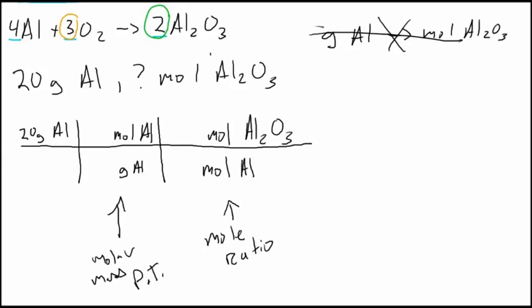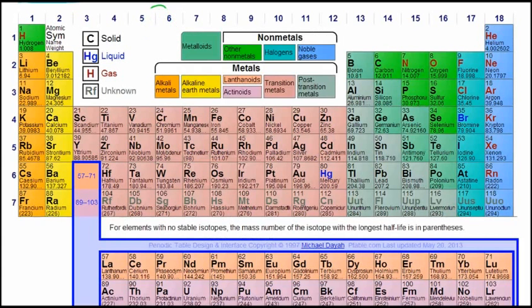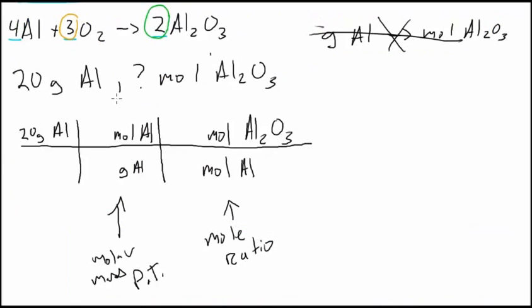Right. So let's find the molar mass of aluminum. We need to look at the periodic table. Let me turn that on real quick. And aluminum's right here, and it looks like to two decimal places our molar mass is 26.98. So that's 26.98 grams in 1 mole of aluminum.